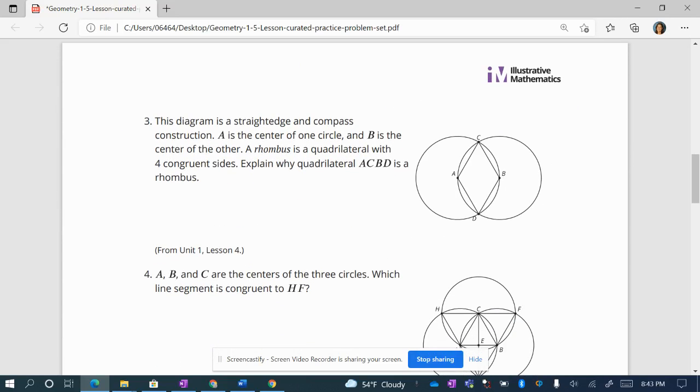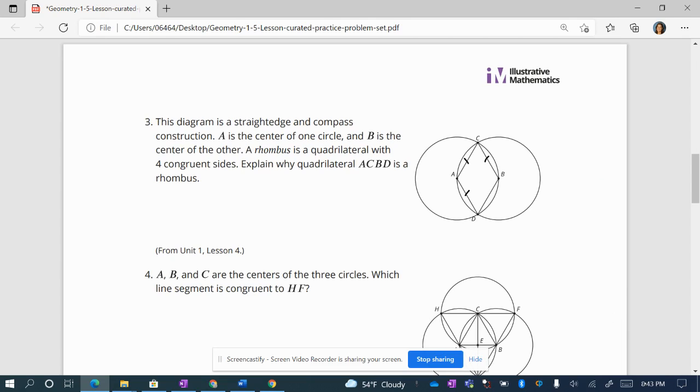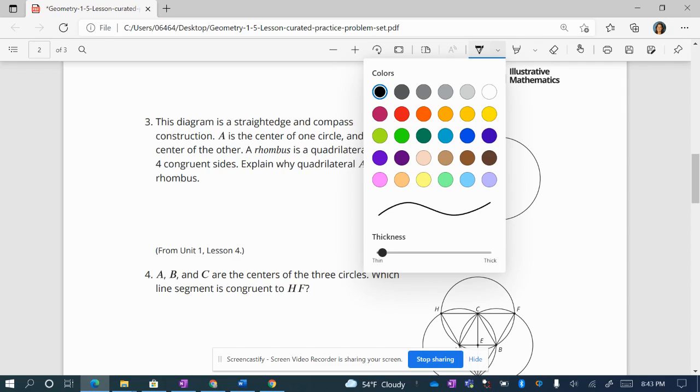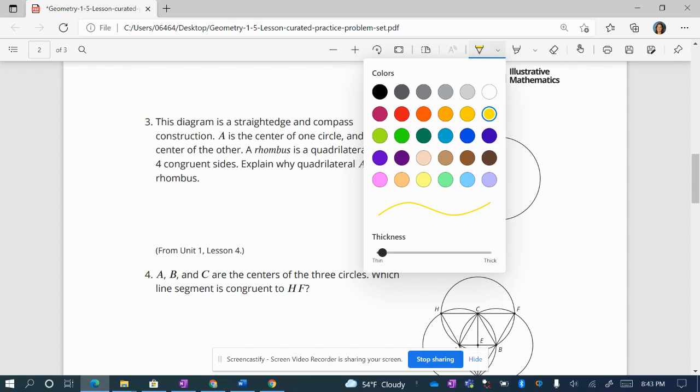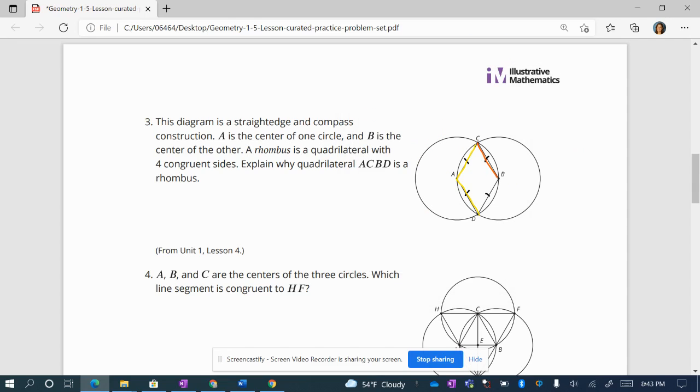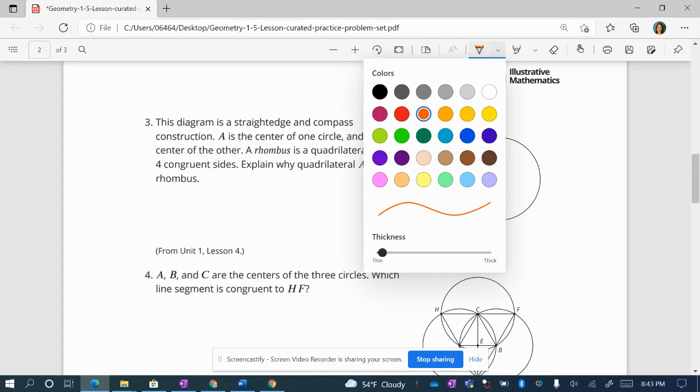We have a straight edge and compass construction. A is the center of one circle and B is the center of the other. By definition, a rhombus is a quadrilateral with 4 congruent sides. How can we prove that's true based on this construction? What we're going to focus on is the radius. AC and AD are both radii of circle A, so we know they're the same. BC and BD are both radii of the circle centered at B, so we know the orange has to be congruent to the orange. Well, how can we be sure that yellow is congruent to orange? It's the way the circles are intersecting. They are both sharing a common radius.